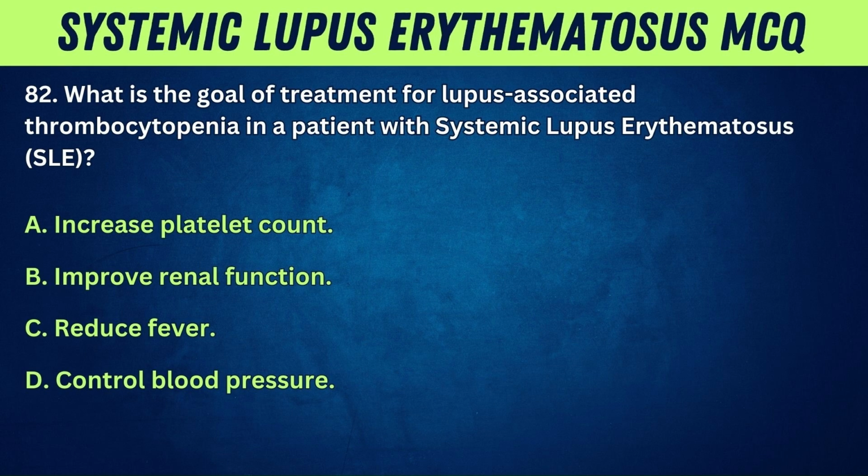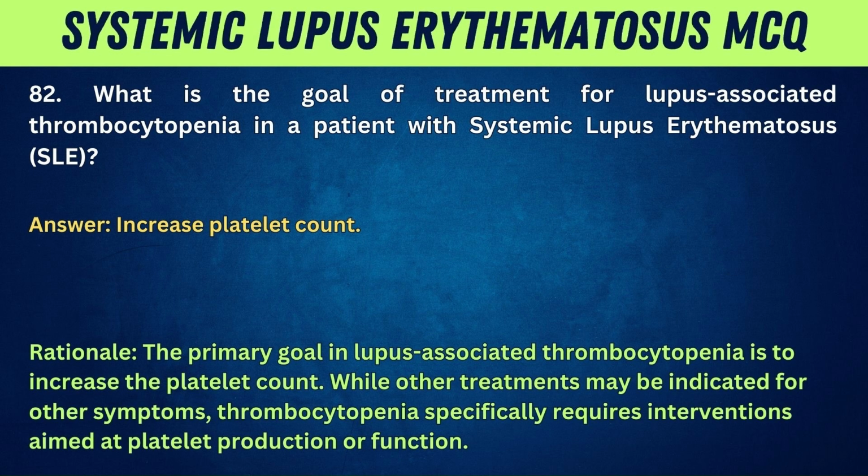82. What is the goal of treatment for lupus-associated thrombocytopenia in a patient with systemic lupus erythematosus, SLE? A. Increase platelet count. B. Improve renal function. C. Reduce fever. D. Control blood pressure. Answer: increase platelet count. Rationale: the primary goal in lupus-associated thrombocytopenia is to increase the platelet count. While other treatments may be indicated for other symptoms, thrombocytopenia specifically requires interventions aimed at platelet production or function.